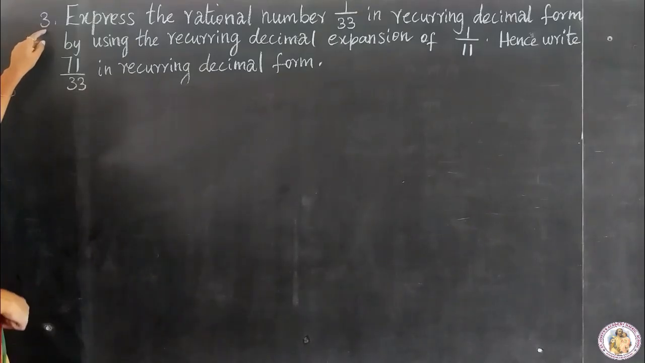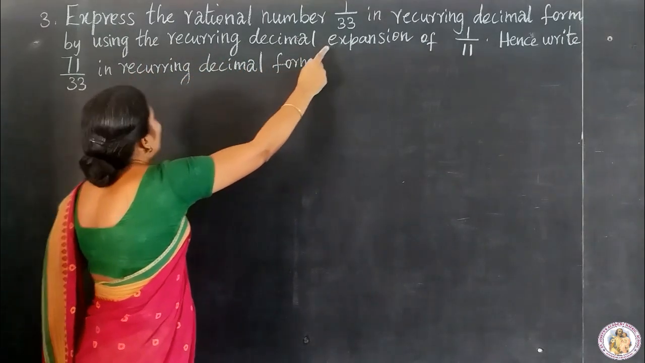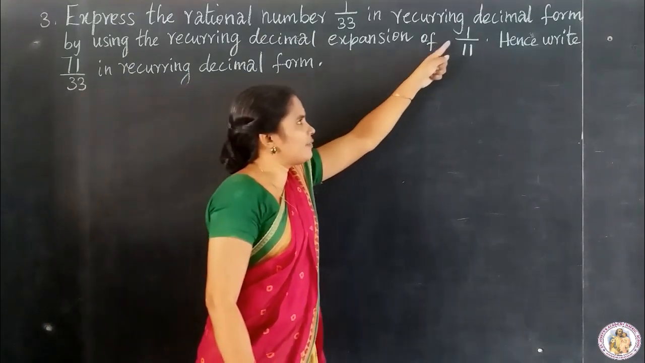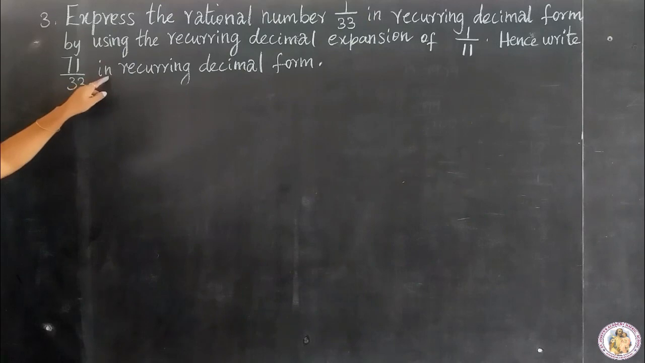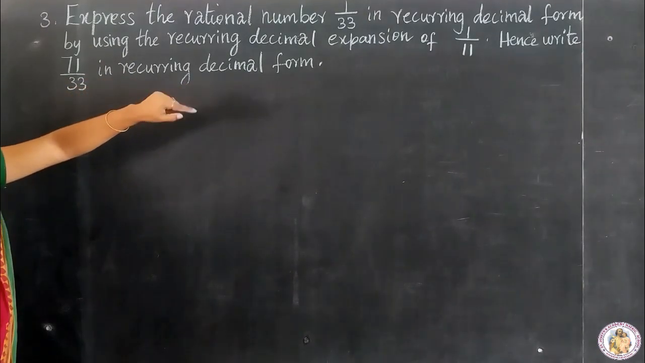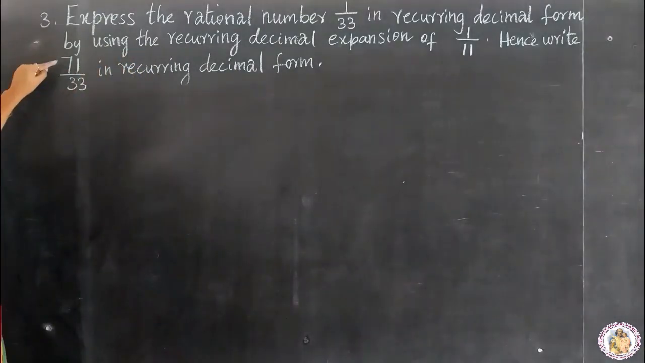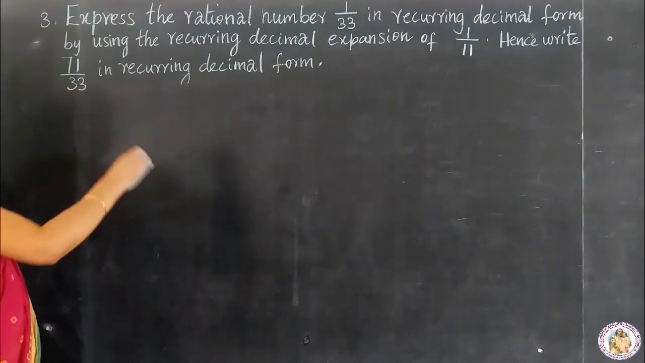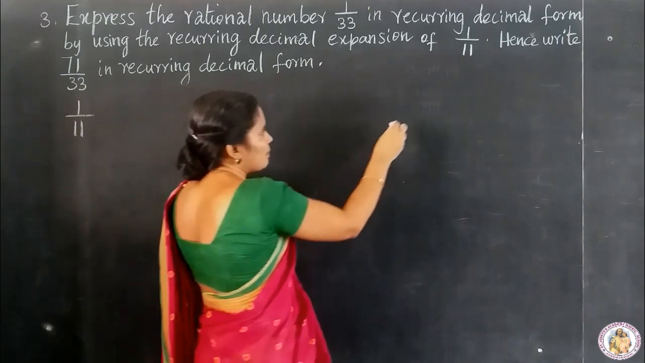Okay. Question number 3. Express the rational number 1 by 33 in recurring decimal form by using the recurring decimal expansion of 1 by 11. Hence, write 71 by 33 in recurring decimal form. So first of all, go with 1 by 11 and apply 1 by 11 value in 1 by 33 and hence both we have to apply in 71 by 33 to find the recurring decimal form. So first of all, let us find 1 by 11, decimal expansion of 1 by 11.